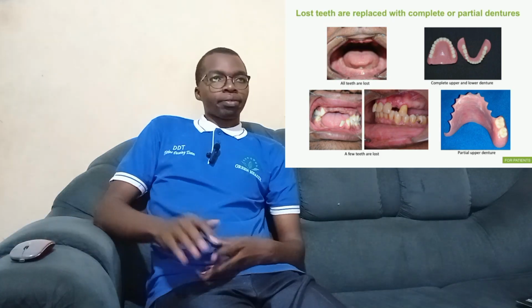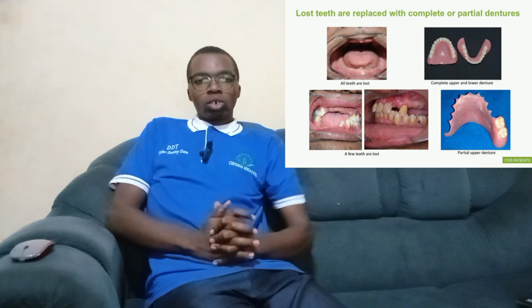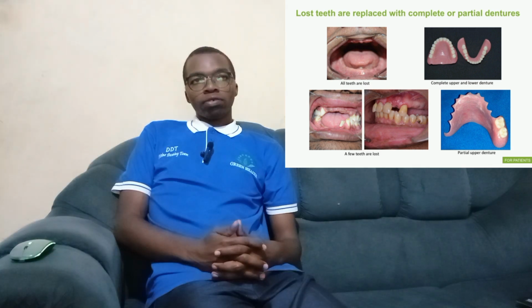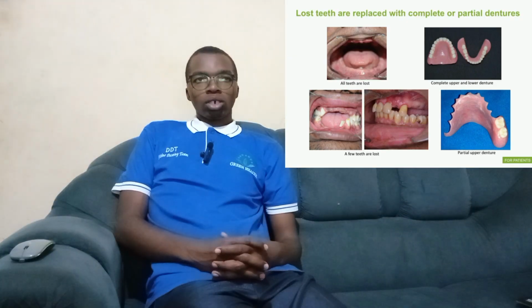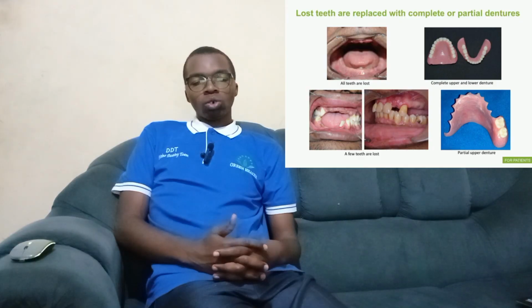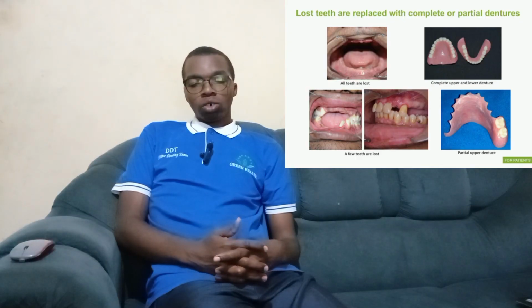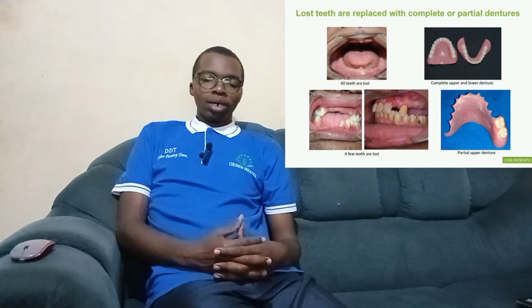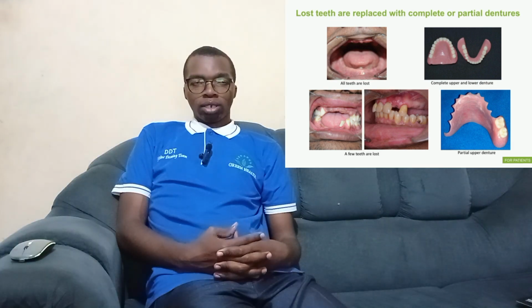missing tooth or teeth. The jaws without teeth are called edentulous. Partially edentulous is when a few teeth are missing from either upper or lower jaw. Completely edentulous is when all teeth are missing. Signs and symptoms: we have missing teeth, inability to chew, difficulty in speech in case of missing front teeth, unpleasant appearance, and compromised smile.